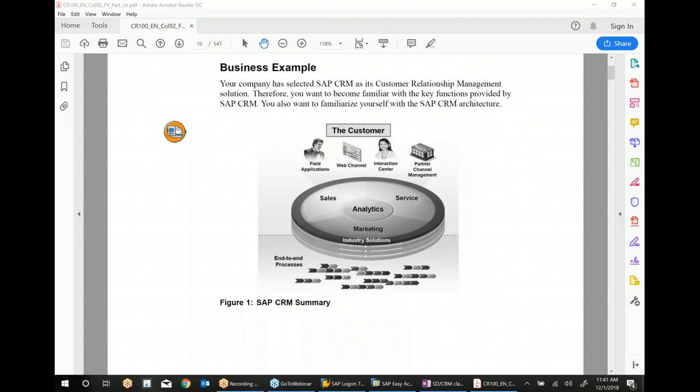So in CRM, you will not see finance or production or inventory or quality and all those different functions. They do not exist in SAP CRM or any CRM. So CRM only will have sales, service, and marketing. And then we can have analytics, which basically means you can have reporting. So those are the only processes which you can have in SAP CRM.